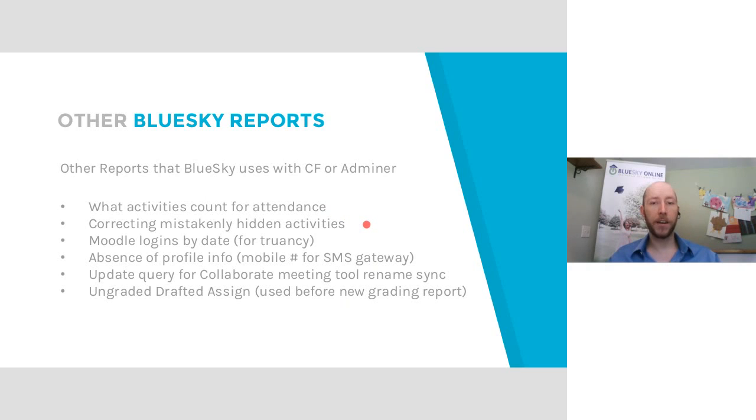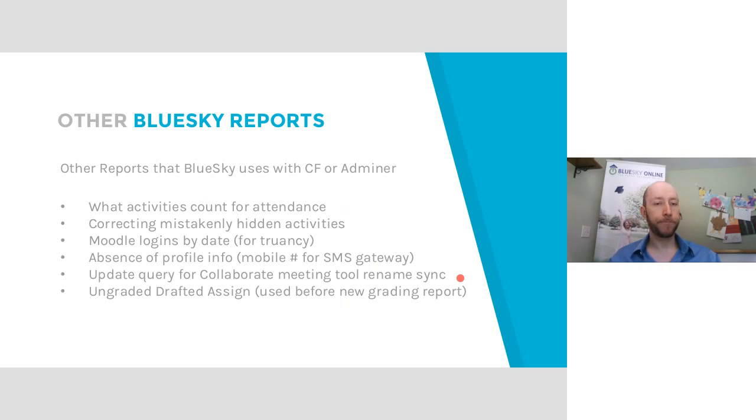And some different catches. I've created reports for correcting mistakenly hidden activities, and finding Moodle logins by date, basically a count of how many times a student has logged in a day within a date range. We've utilized a plugin based off of a quick mail plugin that uses an SMS gateway so that you can essentially text students from Moodle. It does require that there's a mobile number in some additional profile information, so I've created a report to look for an absence of that information.